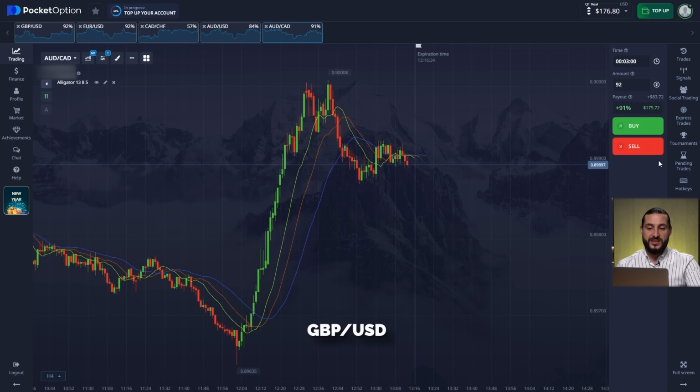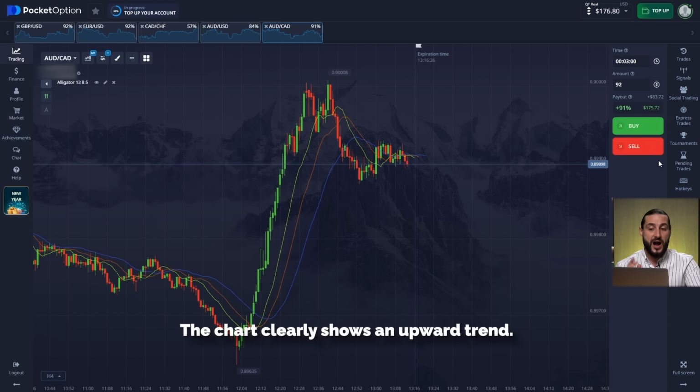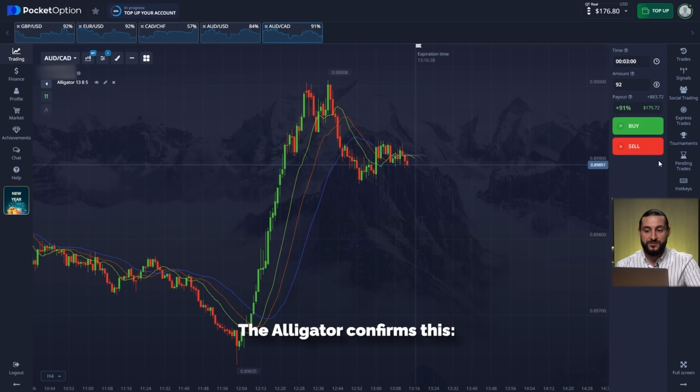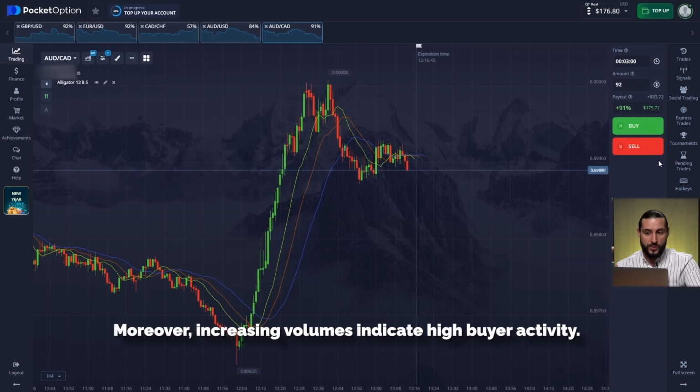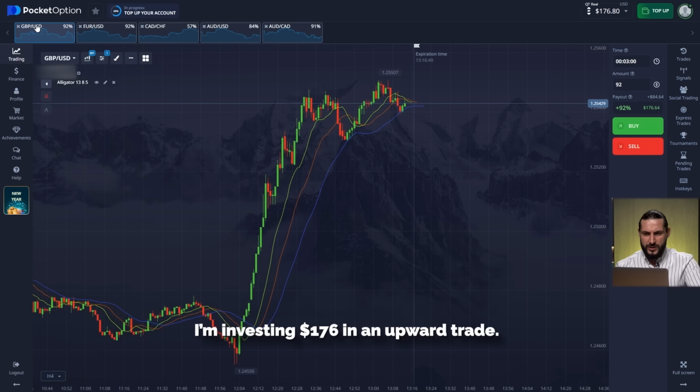GBP USD. The chart clearly shows an upward trend. The alligator confirms this. Its jaws are widening, signaling steady growth. Moreover, increasing volumes indicate high buyer activity. I'm investing $176 in an upward trade.